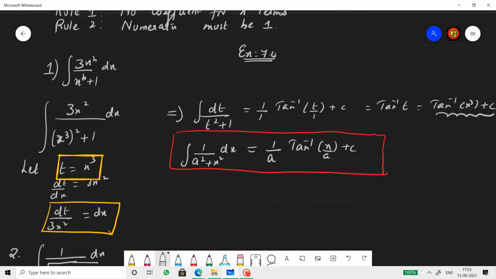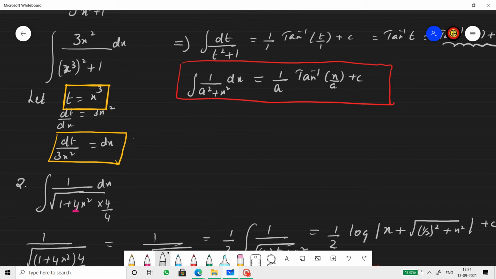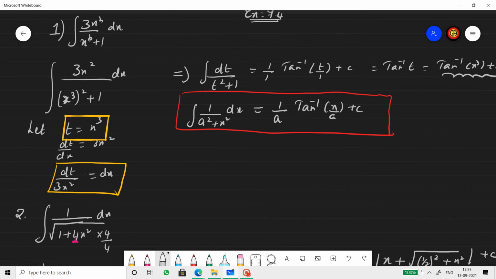Question number 1. Integration of 3x square by x power 6 plus 1. Here rule 2 is not followed. The numerator is not 1. So I need to do some work in order to get rid of this 3x square. So now I'm going to write x power 6 as x cube with a whole square and then consider t as x cube. When t is x cube, dt by dx is 3x square. So dt by 3x square is dx. Get rid of this 3x square using this.